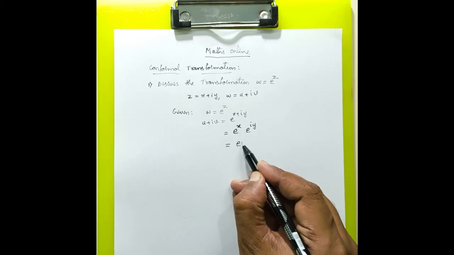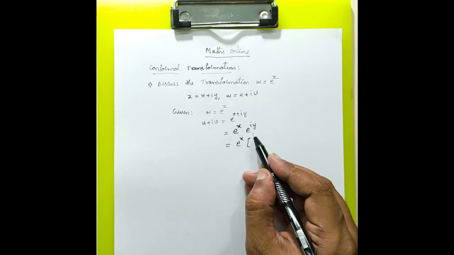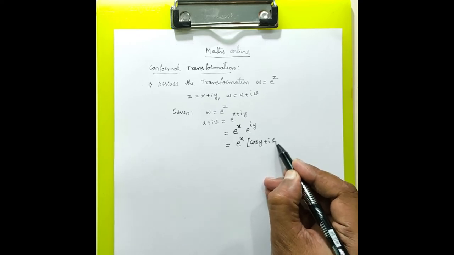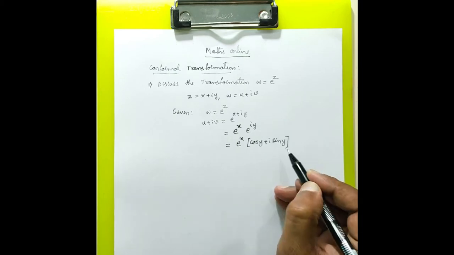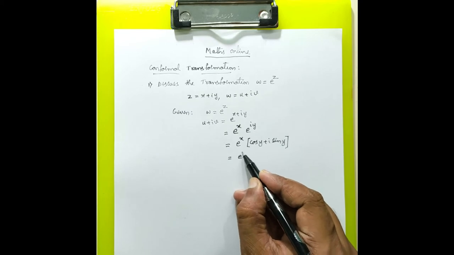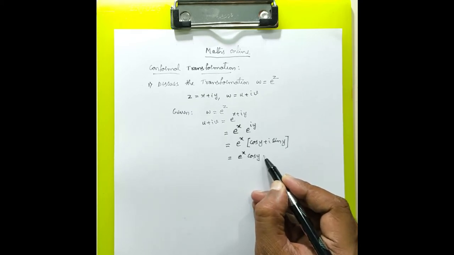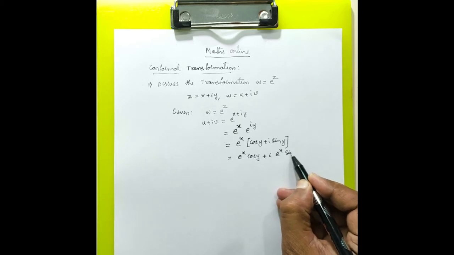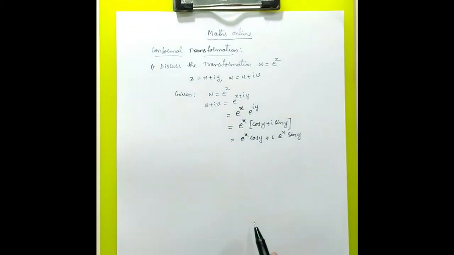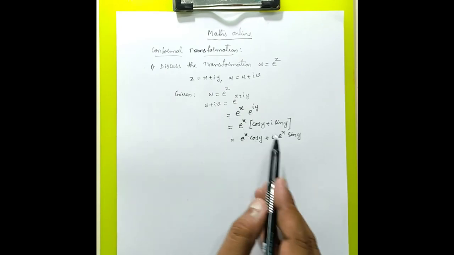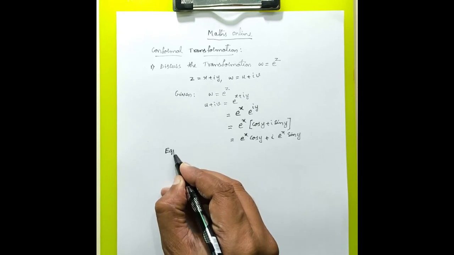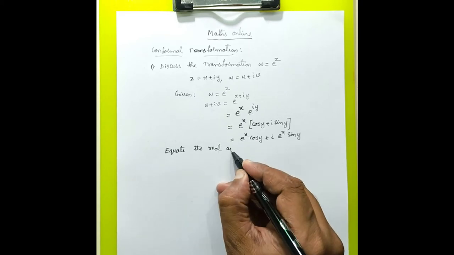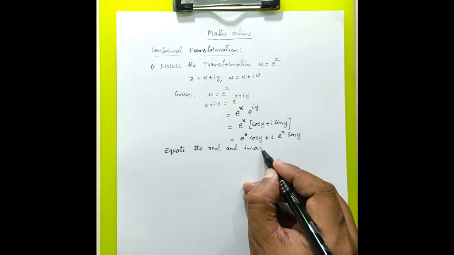So this can be further written in the form of e power of x, and we know the value of e power of iy is nothing but cos y plus i sin y. Further, if I try to multiply this value, it becomes e power of x into cos y plus i into e power of x into sin y. So now on both the sides, we'll just try to equate the real terms and the imaginary terms.